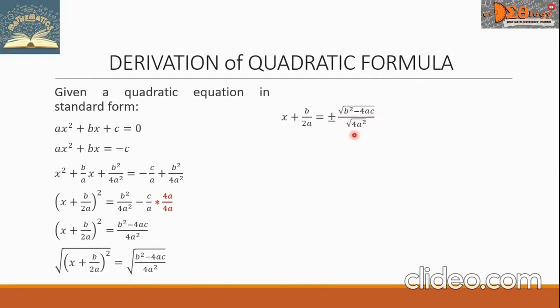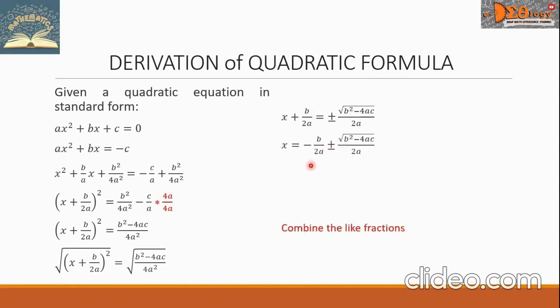Take note that the 4a squared in the radicand is a perfect square. We can simplify this expression into 2a. And then we will transpose the constant b over 2a to the right. So from positive, it becomes negative.